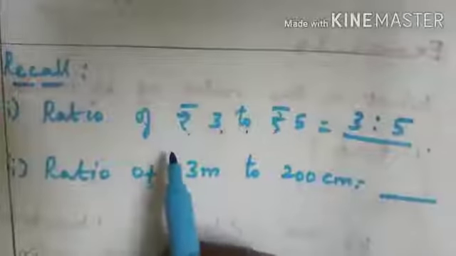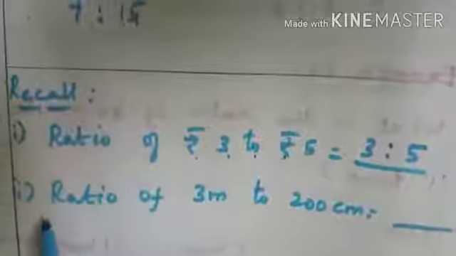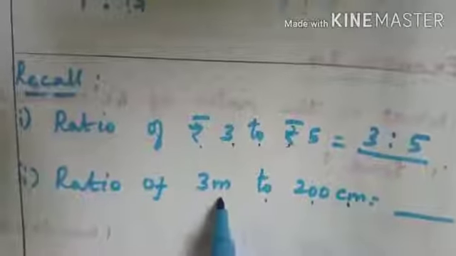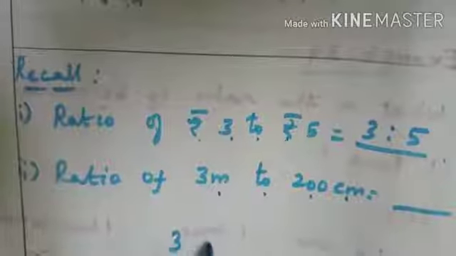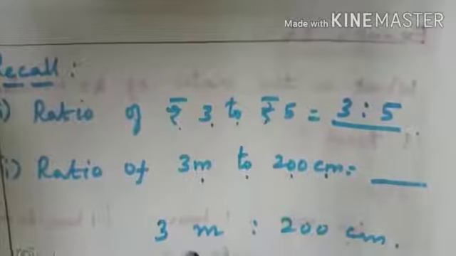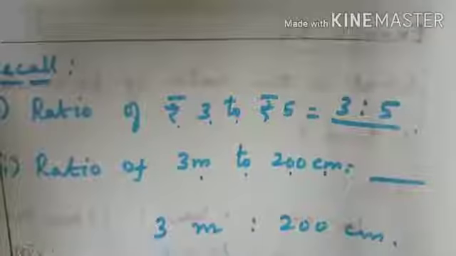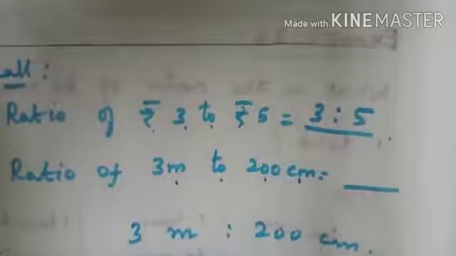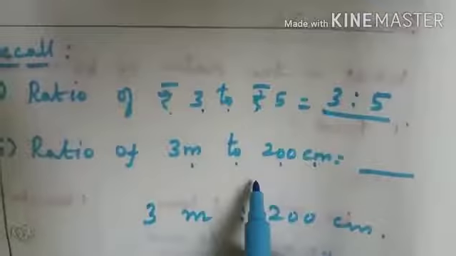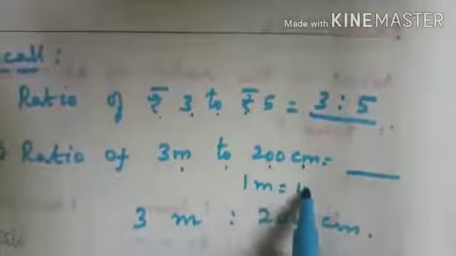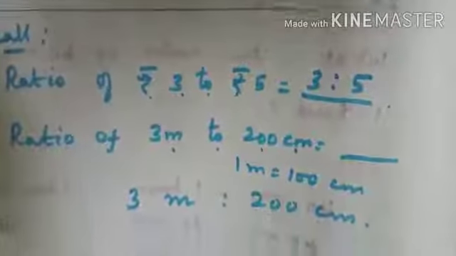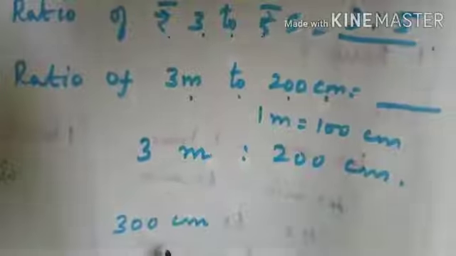Next, this is the fill in the blanks. Write it in the book, okay? Second, ratio of 3 meter to 200 centimeter. Here meter, here centimeter. Now you see 3 meter to 200 centimeter. Okay, 1 meter equal to dash centimeter. This we have learnt in the smaller classes. 1 meter equal to 100 centimeter. Therefore here we can write 1 meter, 100 centimeter. Now 3 meter is given, isn't it?